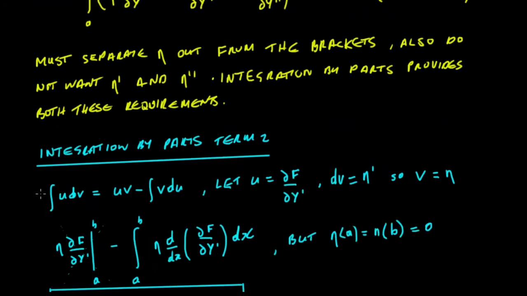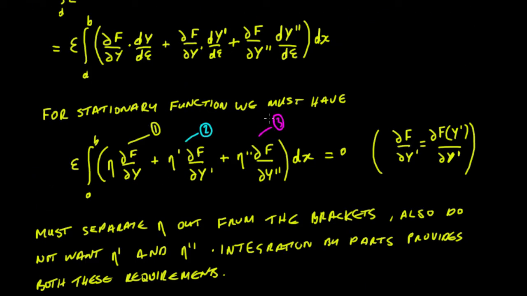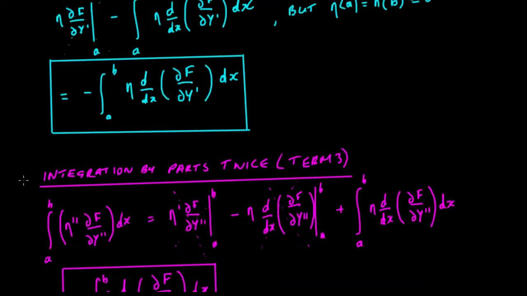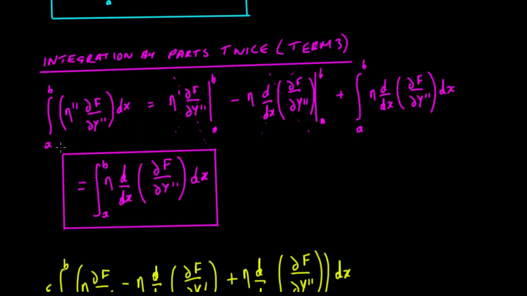Now we've got to do the same for this term here, but this term has eta double derivative, so we've got to iterate the integration by parts. In effect, we do integration by parts twice. If you're unsure about that, there's a video up here. If you click on it now, I'll go through the integration by parts and the iterative method for doing that.